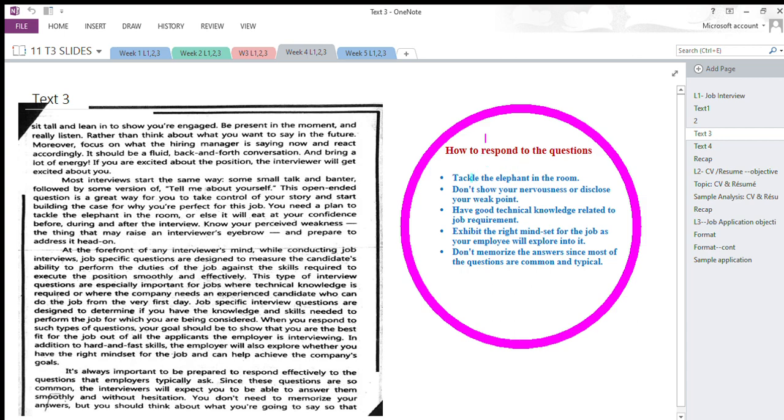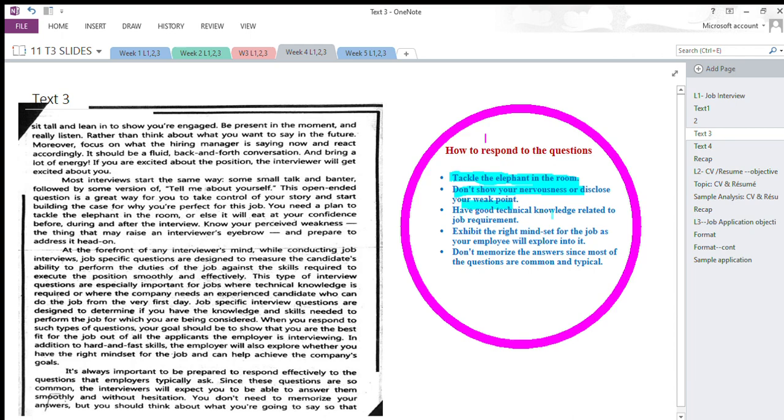How to respond to the questions asked by the interviewer. You have to tackle the elephant in the room. It means you have so many things to say, but you have to be precise. With the use of minimum words, you have to tell the maximum about you. Don't show your nervousness or disclose your weak points.